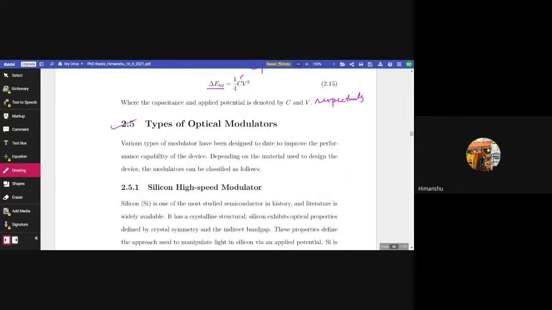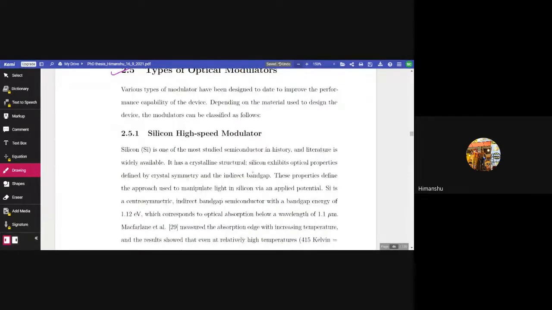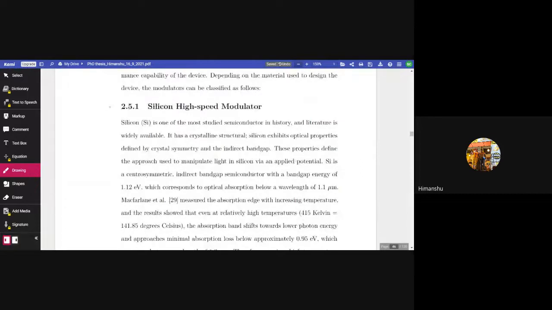Now coming to 2.5, types of optical modulators. Various types of modulators have been designed to date to improve the performance capability of the device. Depending on the material used to design the device, the modulators can be classified as follows. Silicon high-speed modulator. Silicon is one of the most studied semiconductors in history and literature is widely available. It has a crystalline structure.